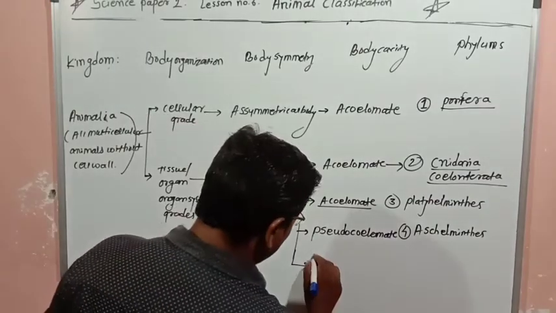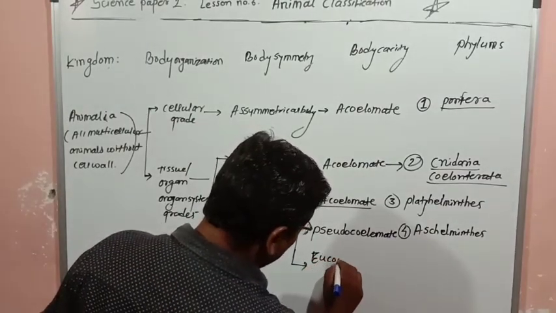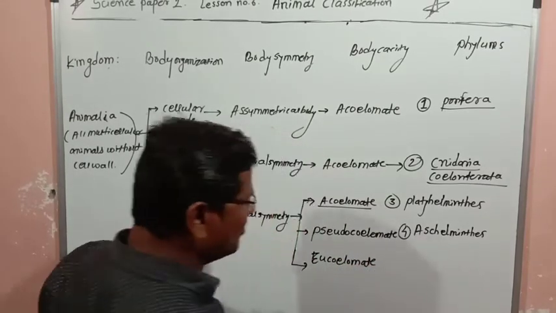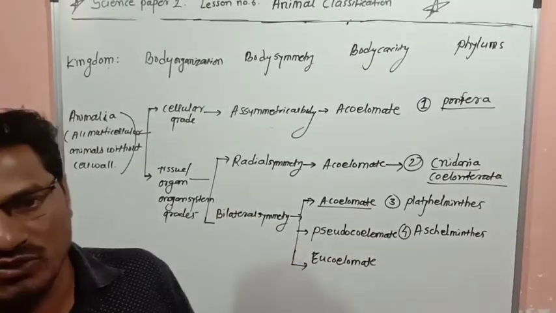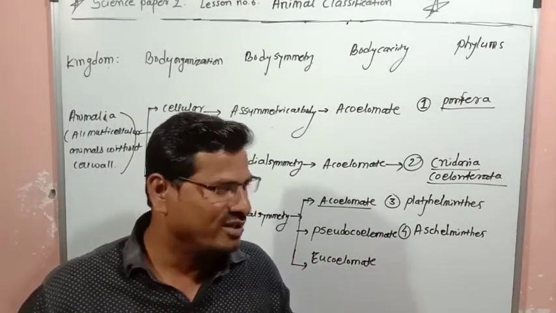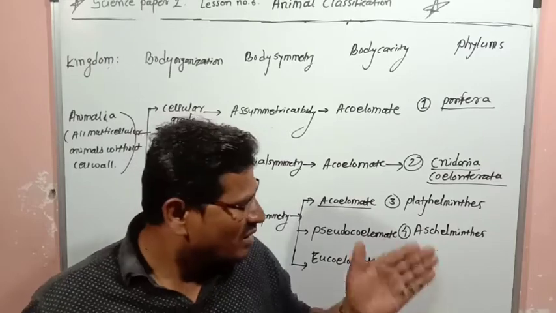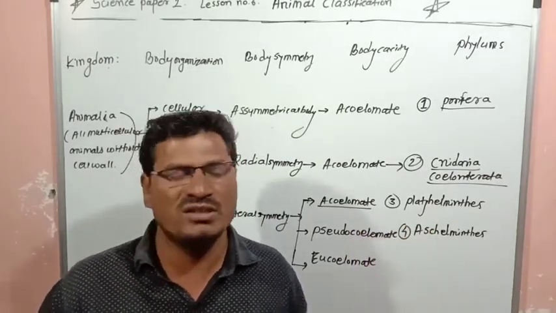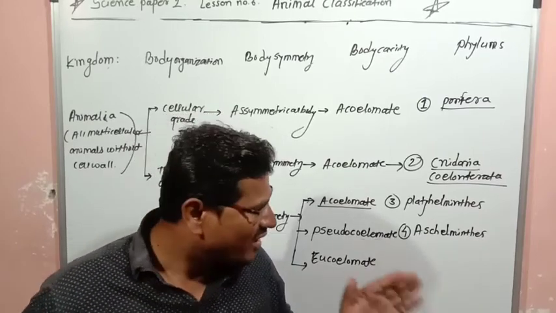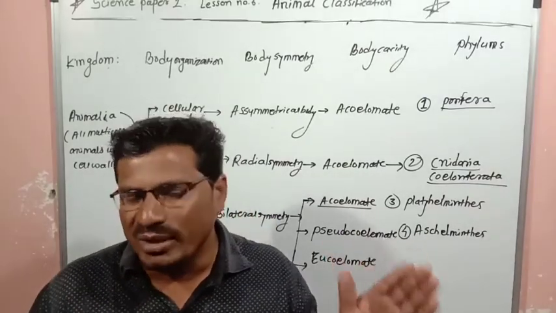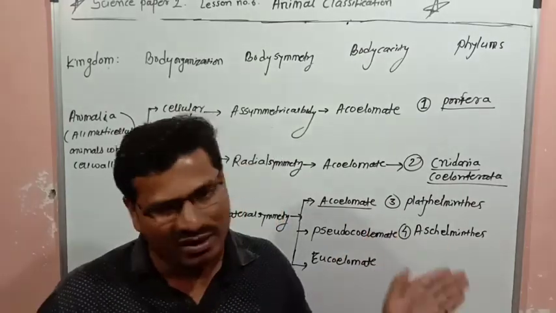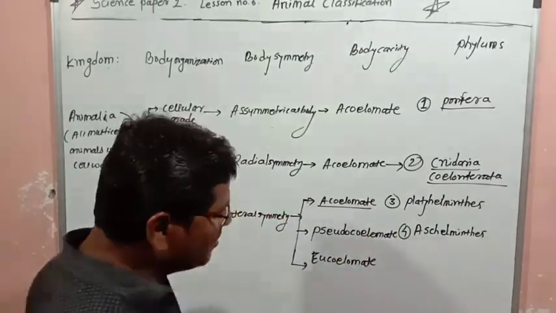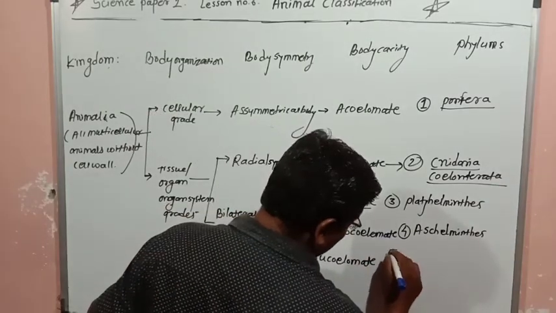What type of body is there? Eucoelomate body. And in that eucoelomate body, there are different phyla. Let's see which phyla are there. Annelida, Arthropoda, Mollusca, Echinodermata, Hemichordata, and the last one is Chordata. So there are five different phyla.